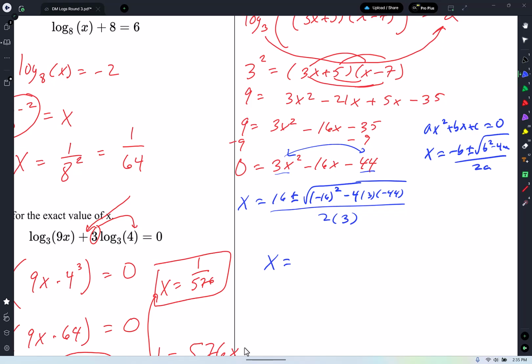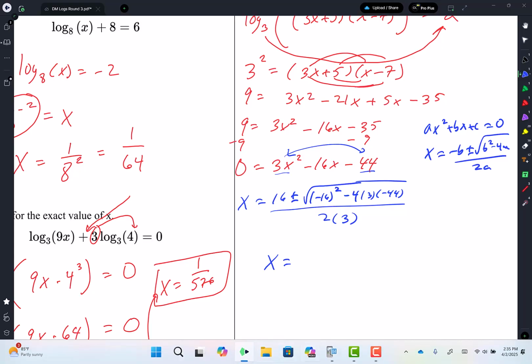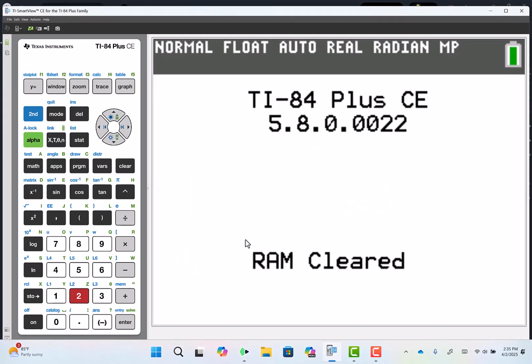Yeah, the AC method you would still have to do manually. So this is why I think the quadratic formula is probably better. You know what I mean? All right, here we go.